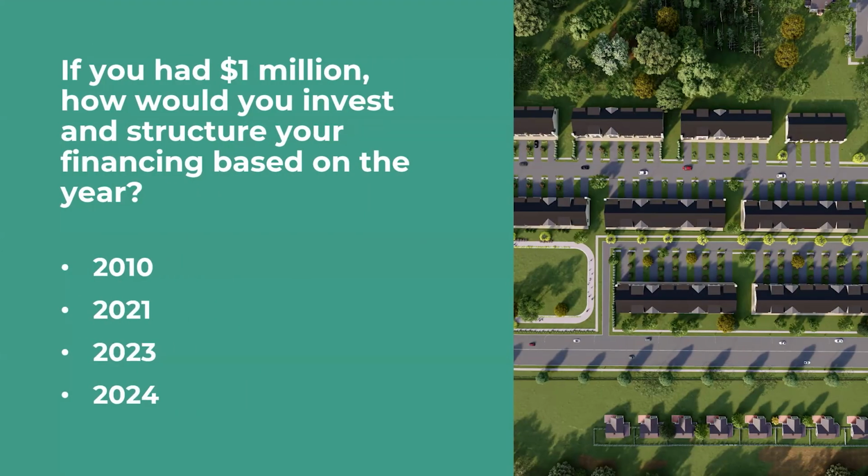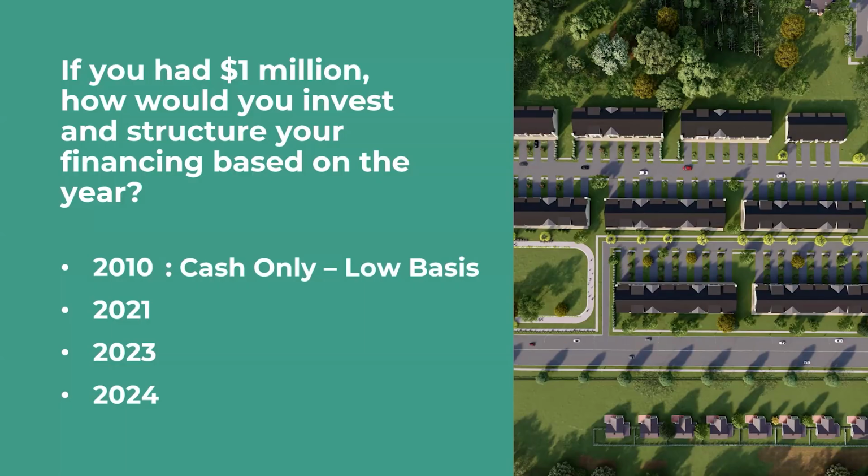Okay, maybe a fun question. If you had $1 million, how would you invest it based on these years? I just wanted to share different strategies on different timelines. So if you had $1 million to invest in 2010, this is right after the economy collapsed. This is when Michigan and Wisconsin and all these states had massive foreclosures, and the price correction was crazy. And houses were selling for pennies on the dollar.